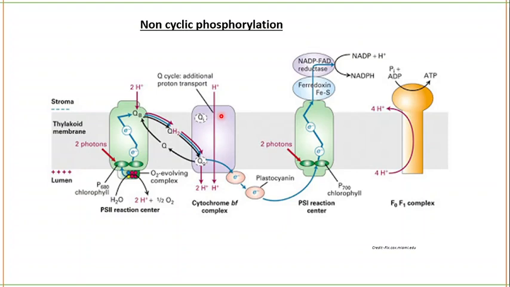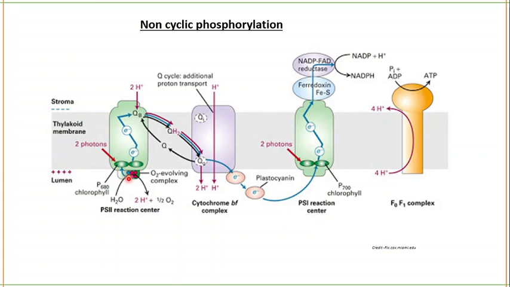Non-cyclic electron flow begins with the absorption of photons by photosystem 2. Photosystem 2 will be absorbing photons. It will absorb 2 photons for 1 electron, so for the production of 4 electrons, 8 photons will be absorbed by photosystem 2.